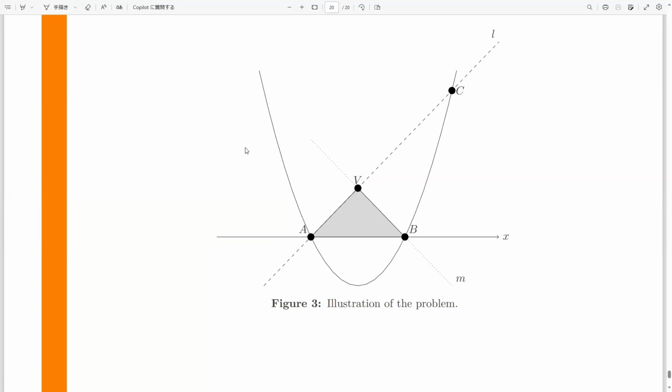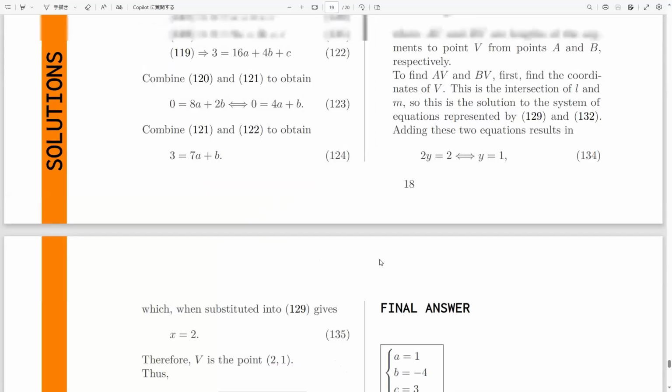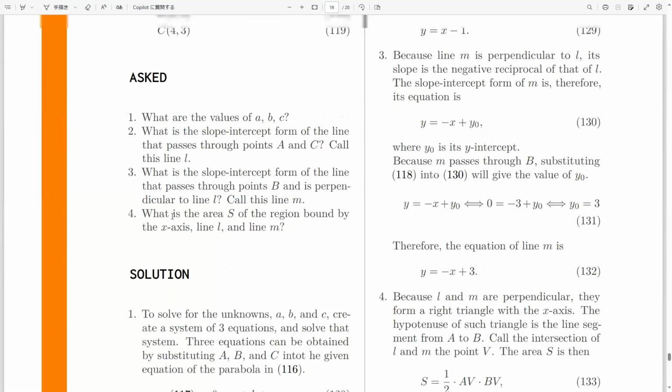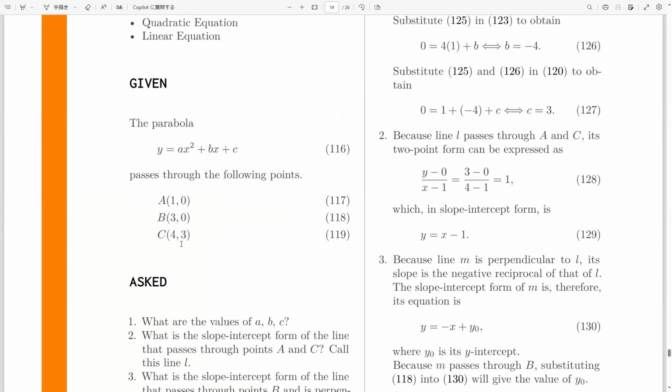The setup of the problem is like this illustration here. We have a parabola and there are points A and B where the parabola intersects the x-axis. There's also a point C up here. And we are given the points A, B, and C in coordinates. The coordinates are as follows. A is (1, 0), B is (3, 0), and C is (4, 3).